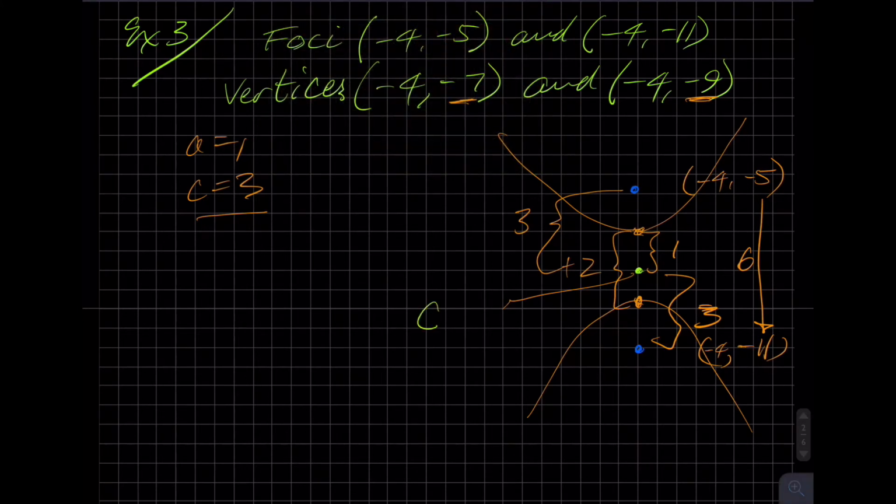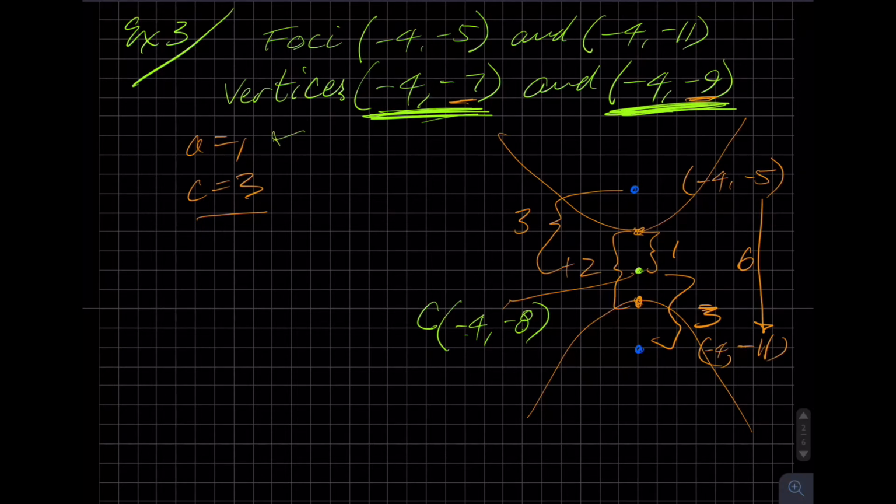So my center point is going to be 1 y value lower than this upper vertex. So my center point has the coordinates -4, 1 down, so that's going to be -8. And so it's -4, -8, halfway between -4, -9, and -4, -7? Yes. And so that's my center point. That gives me my h and k.